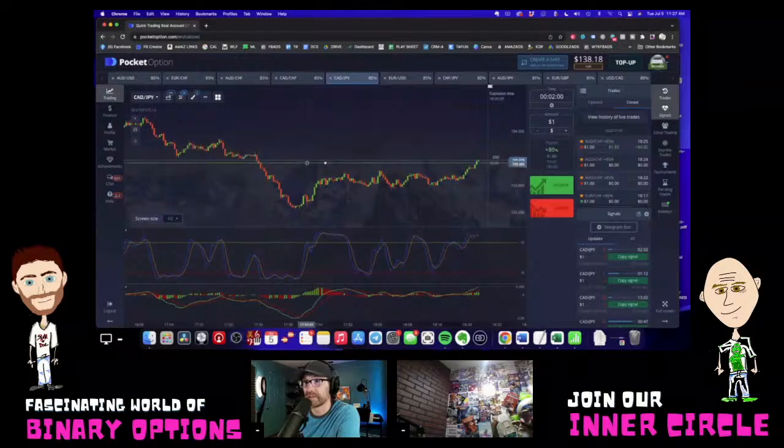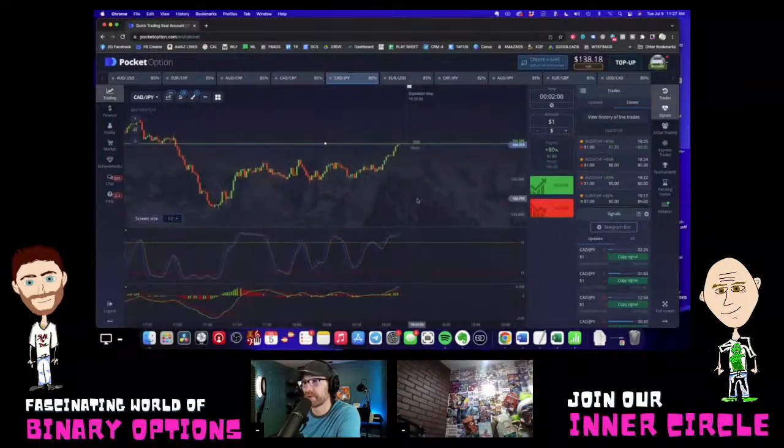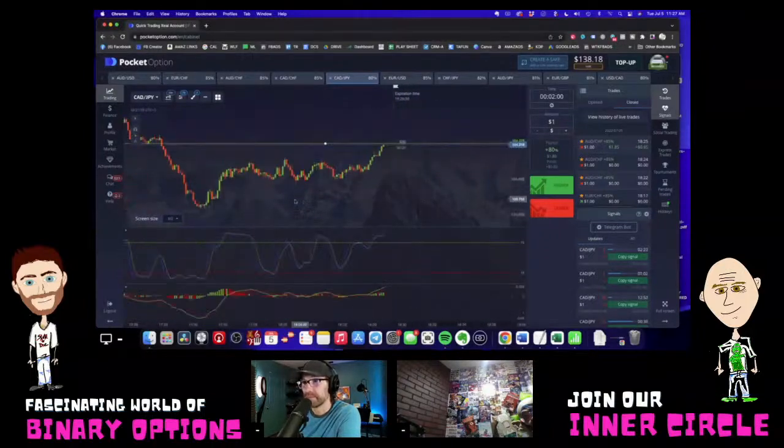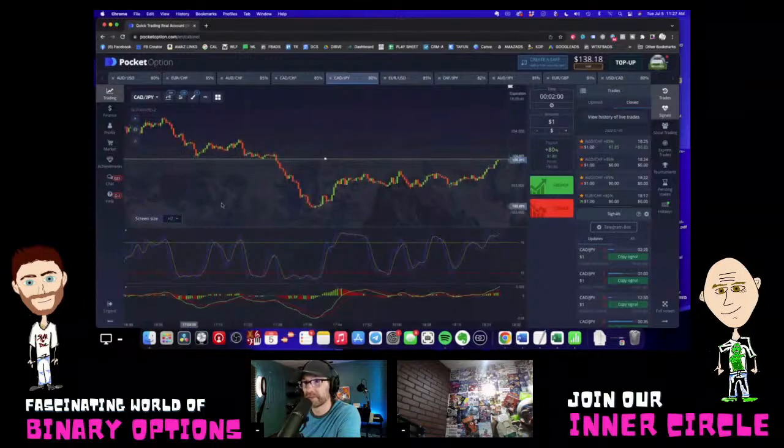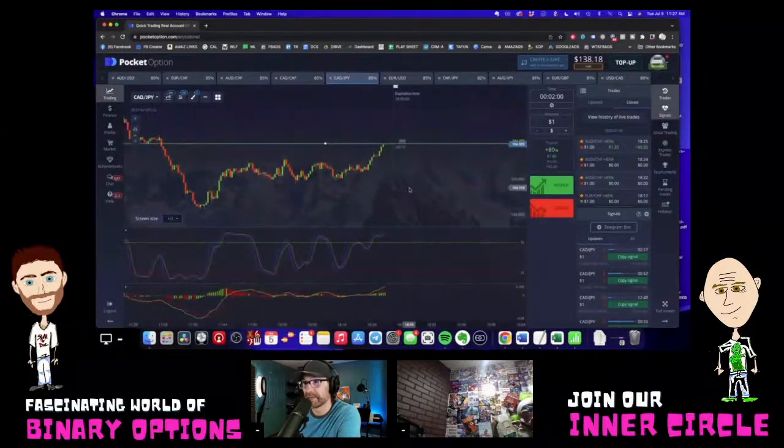Now the only problem with this is it's a level that it was at. It hit it, broke through it, tried to go up. Right here would be a decent place for a put, because it's hit this level that was pretty strong back there. But it doesn't go into it a second time.